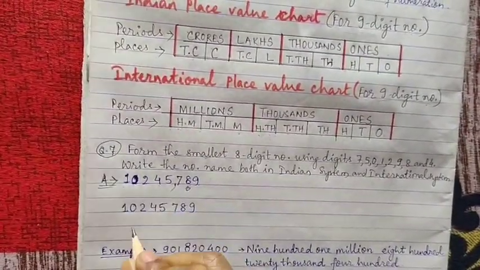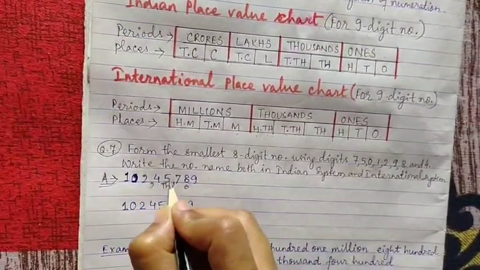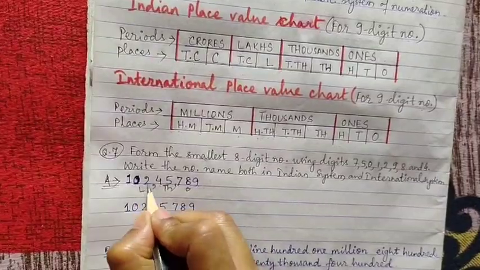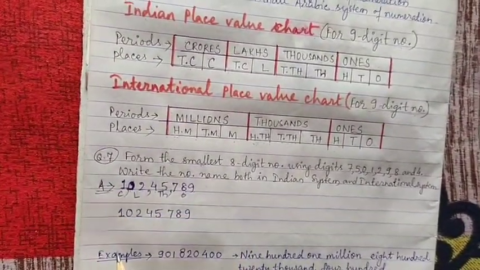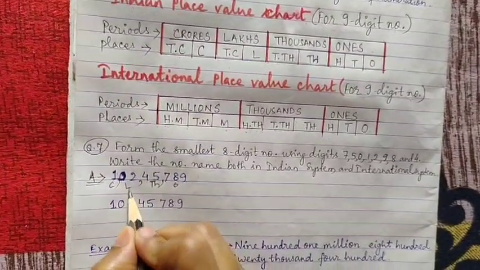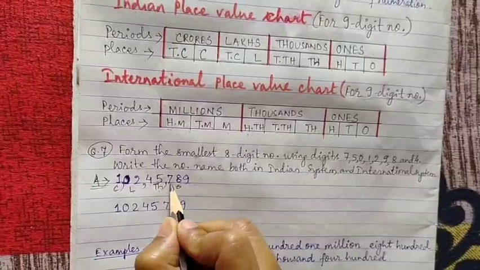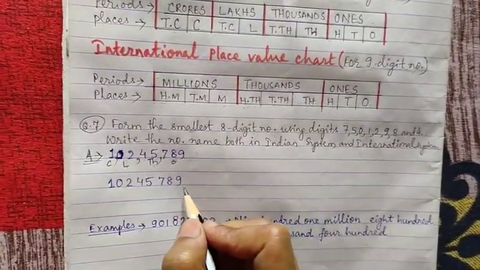This is the ones period. Then the thousands period has 2 places, so 2 places, then comma, then the lakhs period has 2 places again, here comma, so it is the crores period. Now what is the name? 1 crore 2 lakhs 45,789. The same number you have to write in the international system.